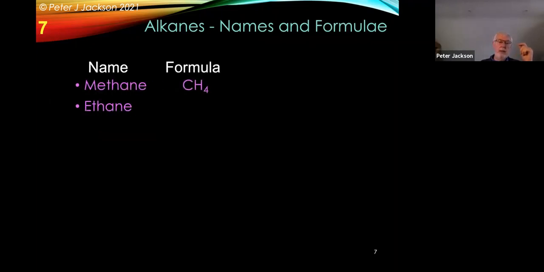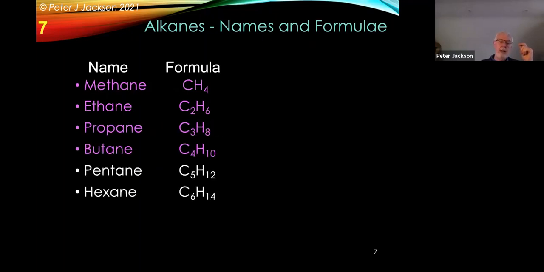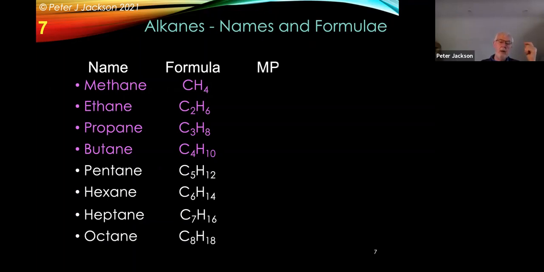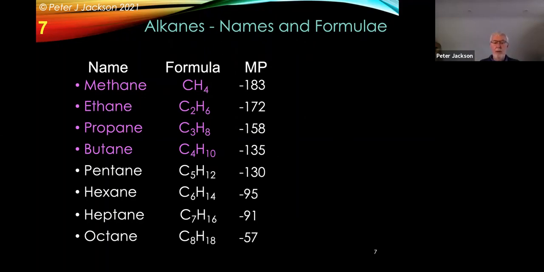Now, naming the alkanes. If we take their name, their formula: methane, ethane, propane, butane, pentane, hexane, heptane, octane. Look at their melting points. What's happening to their melting points? Well, their melting points are going up. Minus 57 is a lot higher than minus 183. And if I look at their boiling points, again, their boiling points are going up.